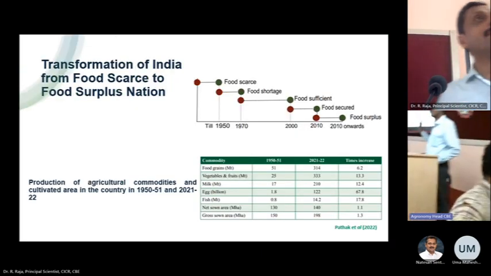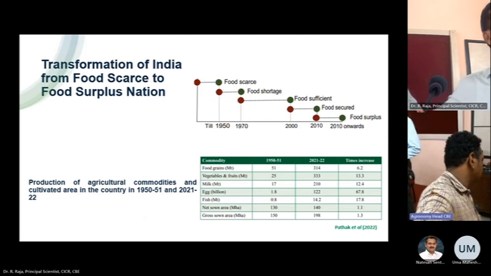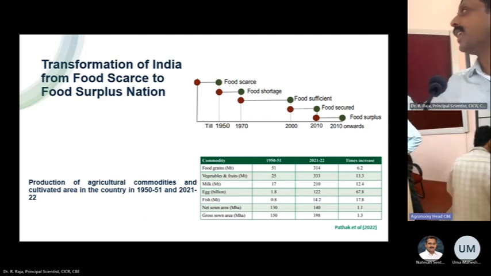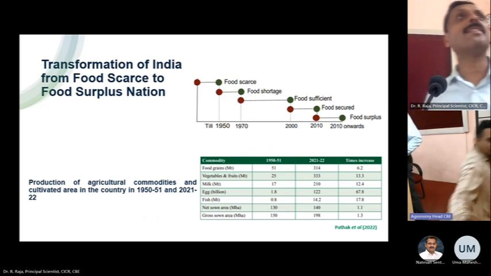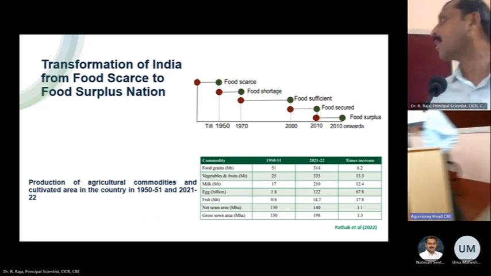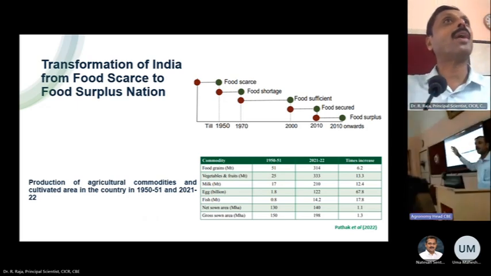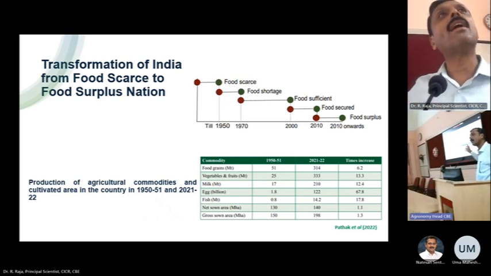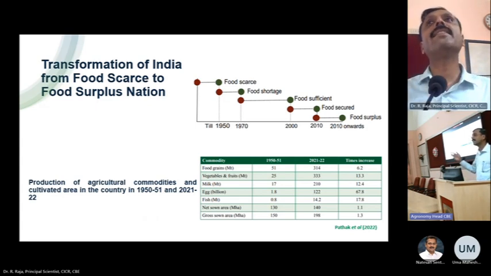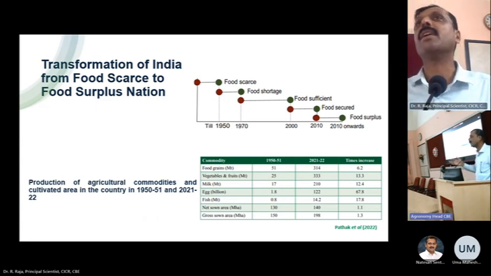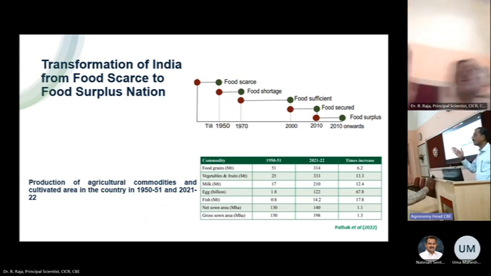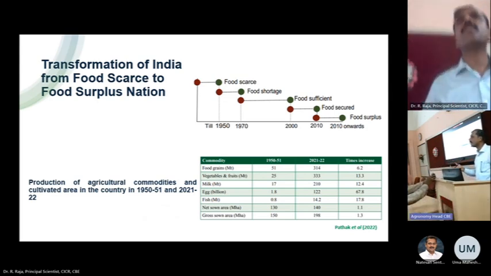So, to start with a positive note, from a food starving nation to a food surplus nation, we have achieved a lot. If you see our food production, last year it was 329.6 million tons, almost 6 times what we produced during the 1950s, right? Not only in food grain, in all arenas, if you see vegetables, egg, milk, whatever, we have increased our production multiple times. These all came with prolonged research effort as well as technological advancements.